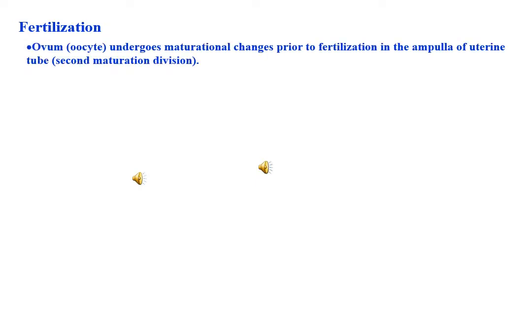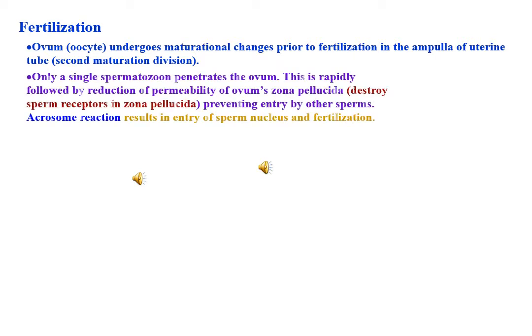Fertilization. Ovum, oocyte, undergoes maturational changes prior to fertilization in the ampulla of the uterine tube. Second maturation division. Only a single spermatozoon penetrates the ovum. This is rapidly followed by reduction of permeability of the ovum's zona pellucida, thus destroying sperm receptors in zona pellucida, preventing entry by other sperms. This is a chromosome reaction.